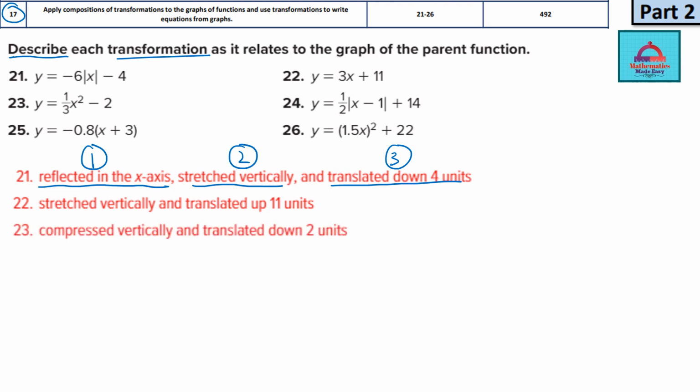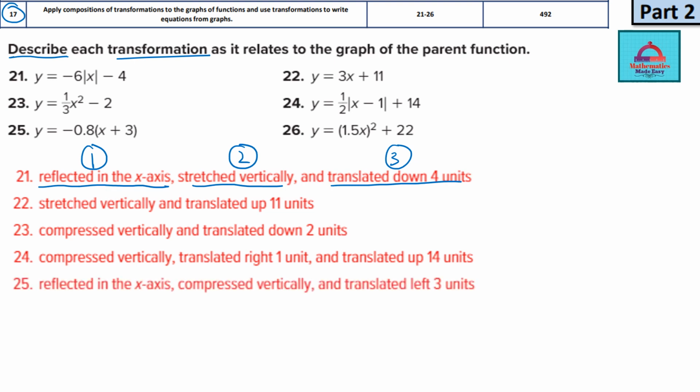Now for 23, the two transformations are compressed vertically and translated down 2 units. For question 24, the answer is vertically compressed, translated 1 unit right, and translated up by 14 units. For questions 25 and 26, we have these answers. So now you can check all your answers, and I hope you found this video useful.